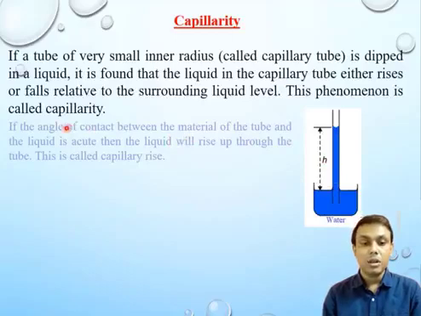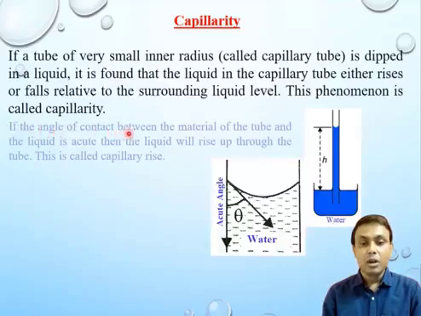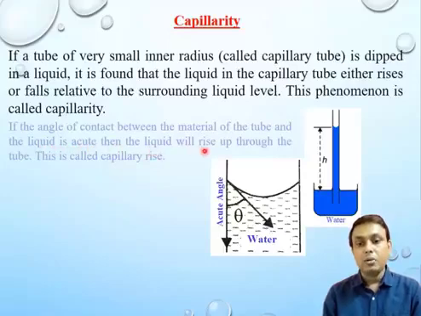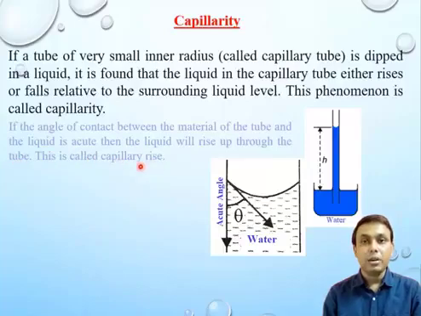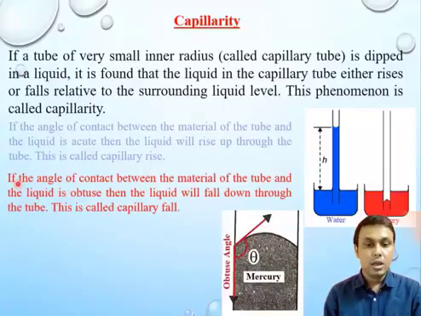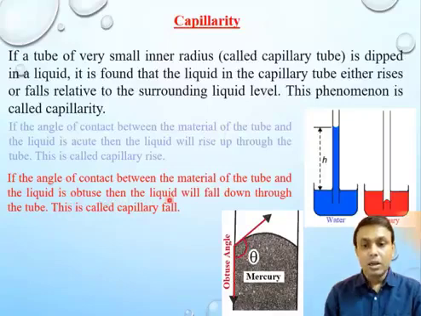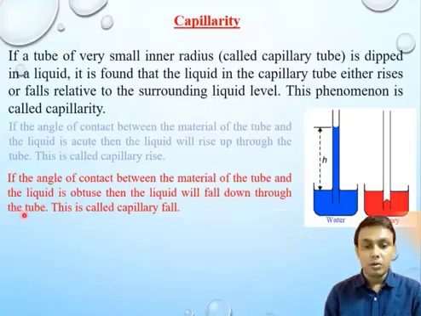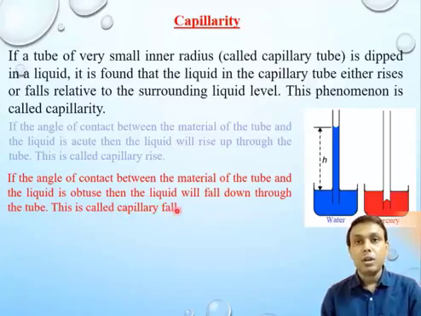Now, if the angle of contact between the material of the tube and the liquid is acute, then the liquid will rise up through the tube. This is called capillary rise. Next, if the angle of contact between the material of the tube and the liquid is obtuse, then the liquid will fall down in the tube. This is called capillary fall.